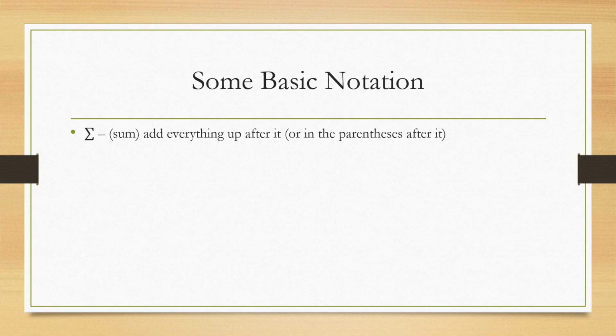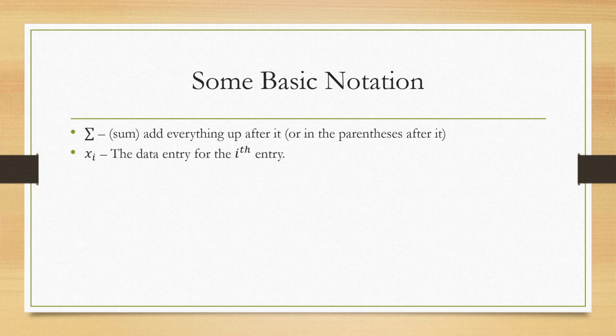All right, the first is this Greek sigma, which stands for sum. That just means add everything up after it, and sometimes it has parentheses after it, so you'll add everything in the parentheses that come after this. So if you see sum and the letter x, then you'll add up all of the values that are in that x variable.